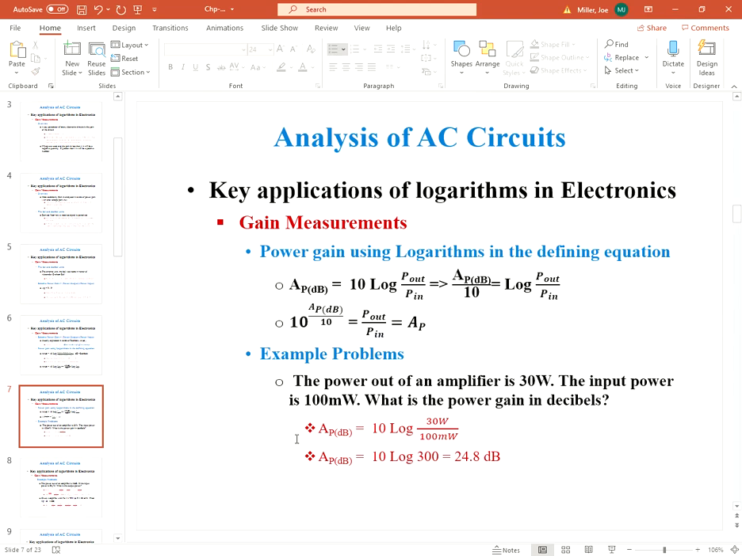So, in simplest form, APdB would equal 10 times the log of 30 watts divided by 100 milliwatts, and that would be 10 times the log of 300. You can plug 300 into your calculator and run the log function on it, and you'll come out with 2.48, which when you multiply it by 10 becomes 24.8 dB.